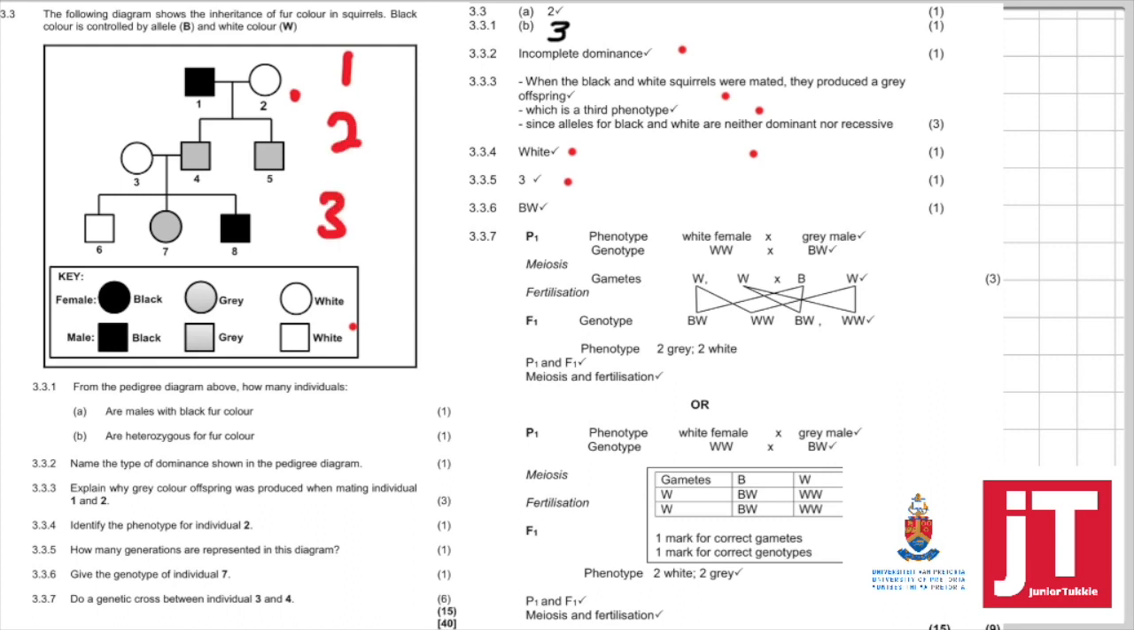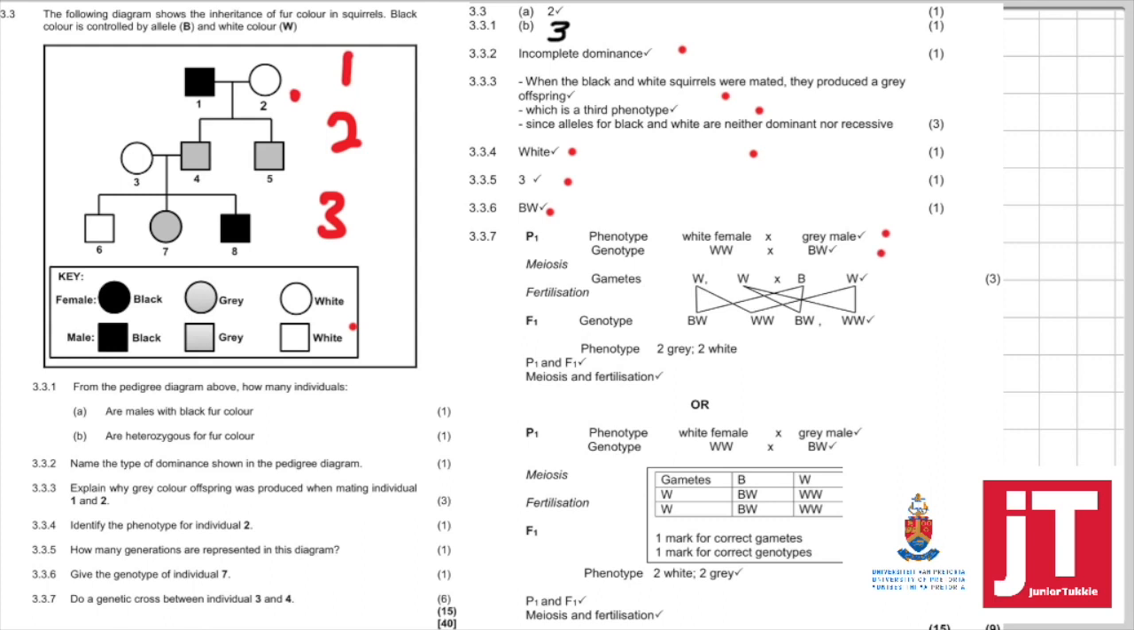And then 3.3.6 Give the genotype of individual 7. Can you see that this squirrel is grey. So it's big B and W, which gives us obviously grey. And then 3.3.7 Do a genetic cross between individuals 3 and 4, which is a white female squirrel and a grey male squirrel. So P1 phenotype, white female and grey male. Genotype, big W big W, and then big B big W.